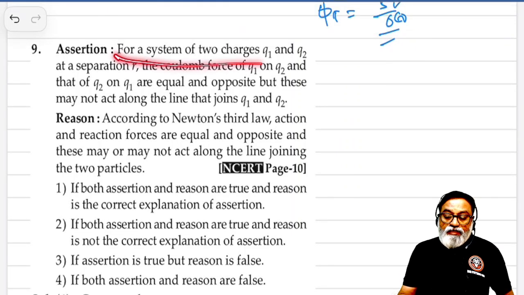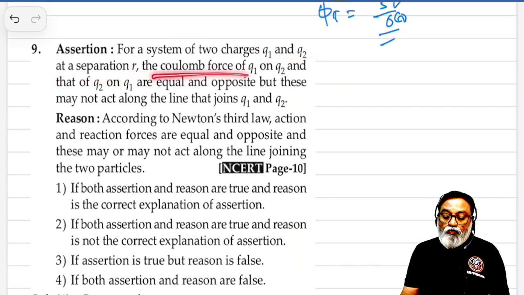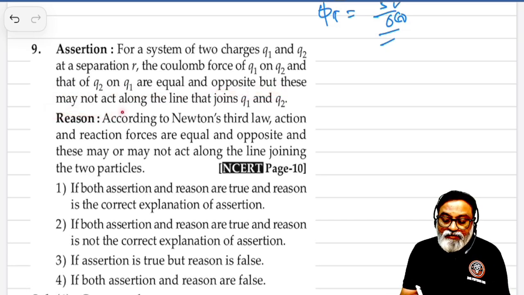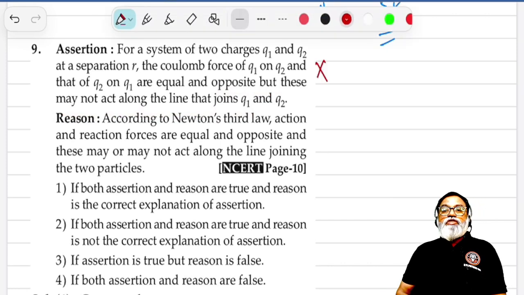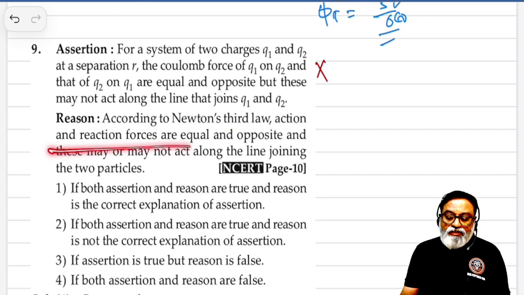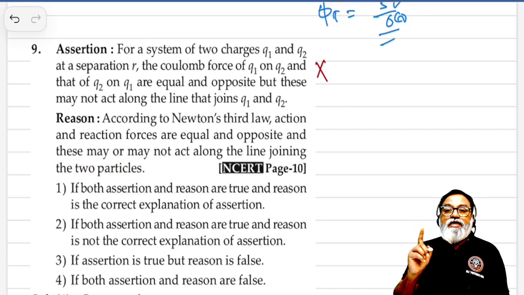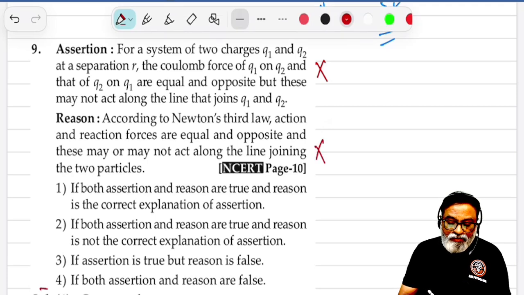Next, for the system of two charges Q1 and Q2 at separation R, the Coulomb forces of Q1 on Q2 and Q2 on Q1 are equal and opposite, but these may not act along the line that joins Q1 and Q2. Therefore, this is wrong. Coulomb force acts along the line joining the charges. Therefore, this one is wrong. And according to Newton's third law, action and reaction forces are equal and opposite, and these may or may not act along the line joining the charges. This one is also wrong. Therefore, both assertion and reason are wrong.